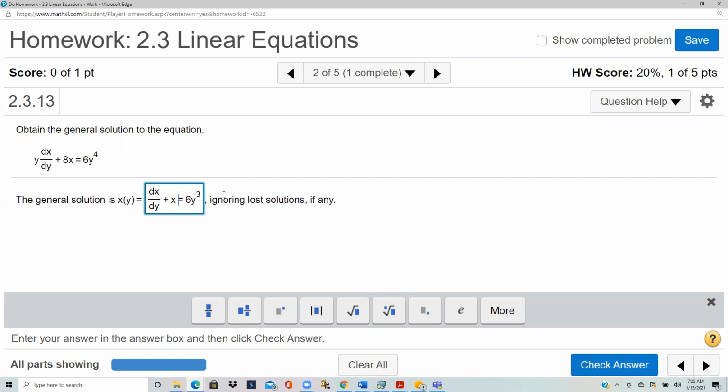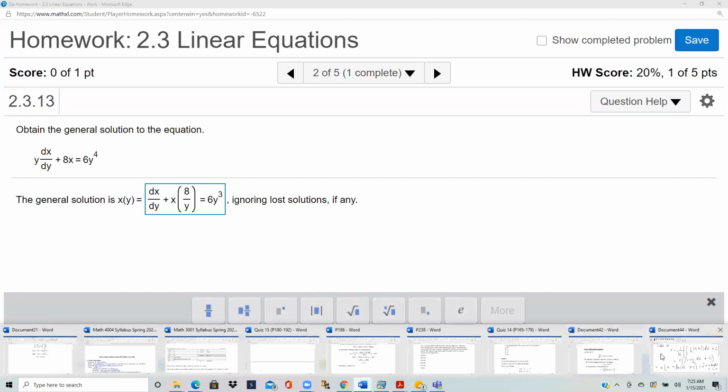X times 8 over y, and now it's exactly in the linear form. X times a function of y equals another function of y. So the first function is 8 over y, and the second function is 6y cubed. So remember, the way we solve it is, so let's rewrite this: dx over dy plus x times 8 over y.